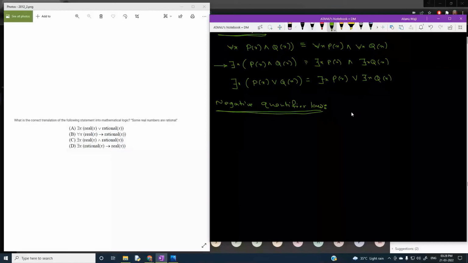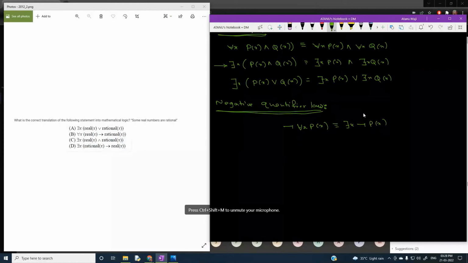तो चलो, नेगेटिव क्वांटिफायर लॉ क्या है? Two laws are there. One is for the universal quantifier, one is for the existential. So if I take negation outside of a universal quantifier, this is exactly the same as the existential quantifier with negation of that expression. That means if you want to put a negation inside of an expression that has a universal quantifier, you should change the symbol before you enter the negation inside the expression.